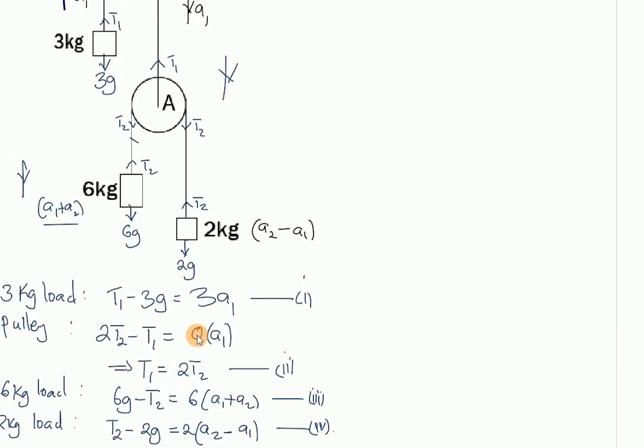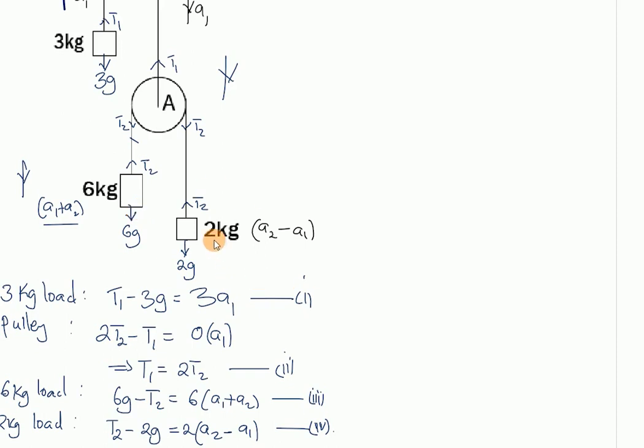Now if you are to get the values of the acceleration of the individual ones, this one moves upwards at acceleration a third g. This one, the pulley, moves downwards with the acceleration a third g. This one moves downwards with the acceleration a third g plus a third g, that is 2 over 3 g.